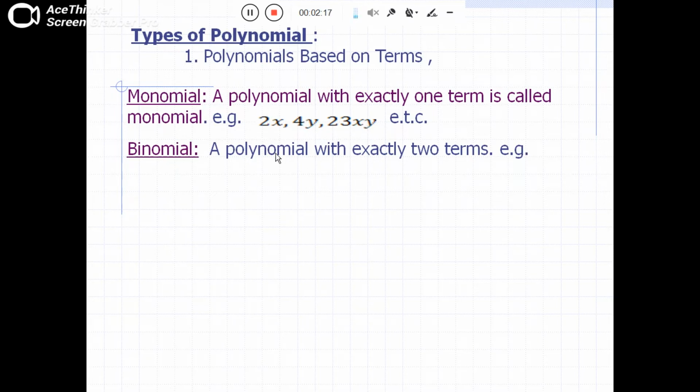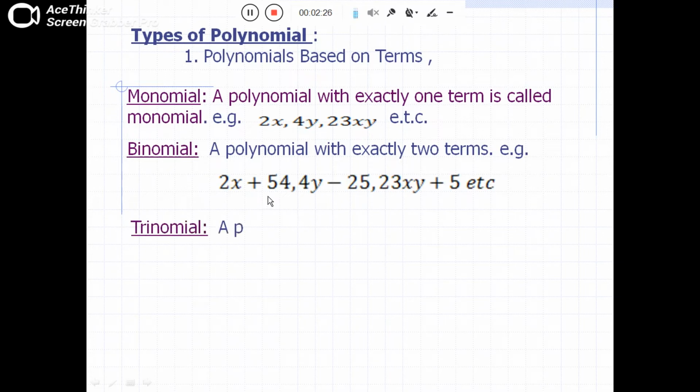Second is binomial. A polynomial with exactly two terms is called a binomial. For example, 2x plus 54. In this, 2x is the first term and 54 is the second term. They are combined with the plus sign, so it is having two terms, and is called a binomial. 4y minus 25, 23xy plus 5, etc.